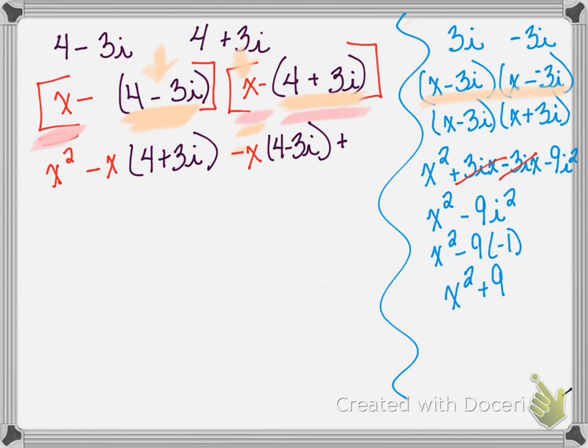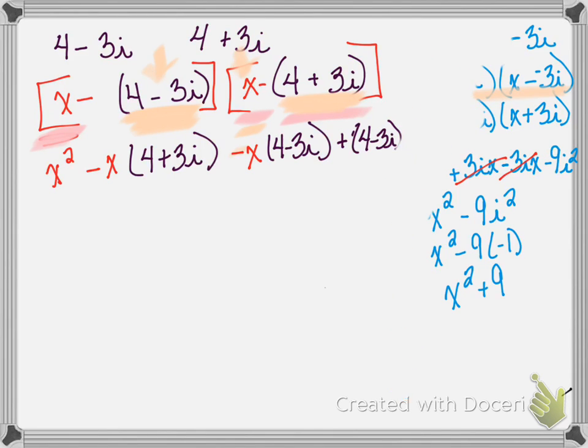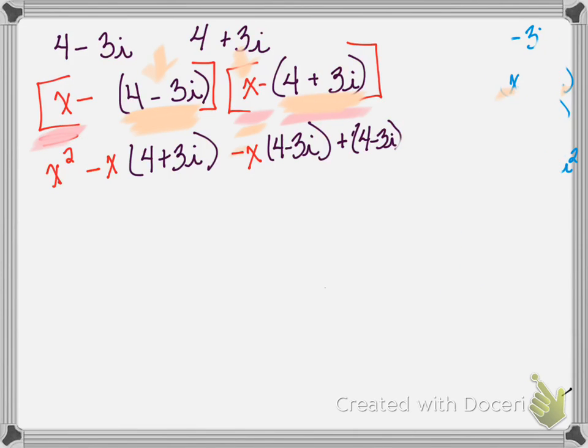Then I have 4 minus 3i, and I am multiplying that times 4 plus 3i. So this is what I'm multiplying. This is my last, and this is my last. And I'm running out of room, so I'm going to erase so that we can see this.